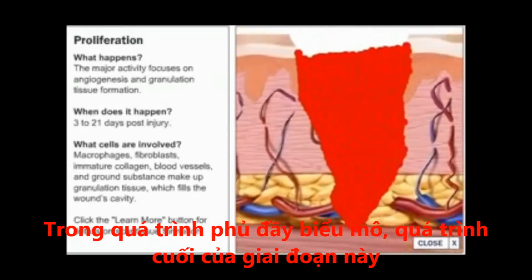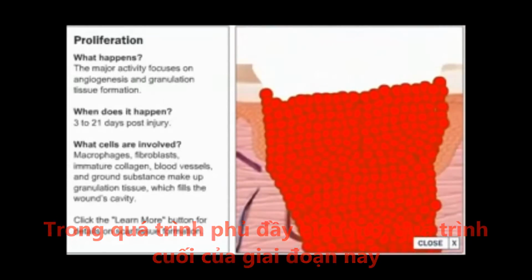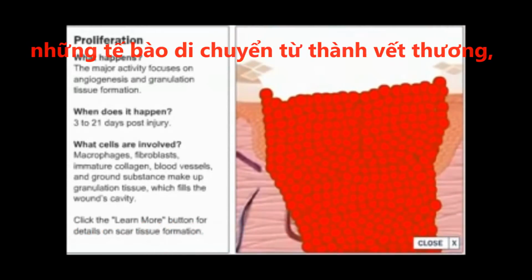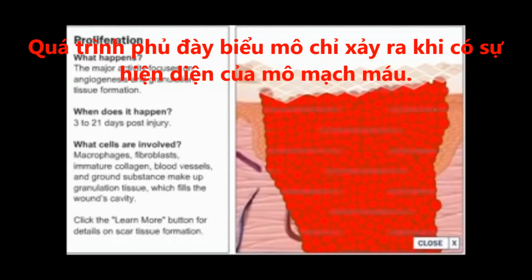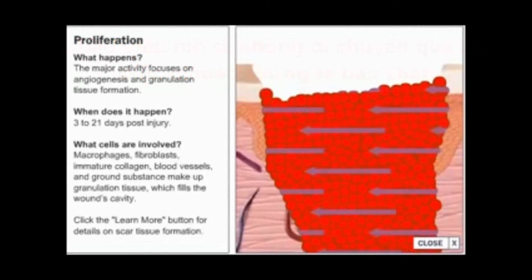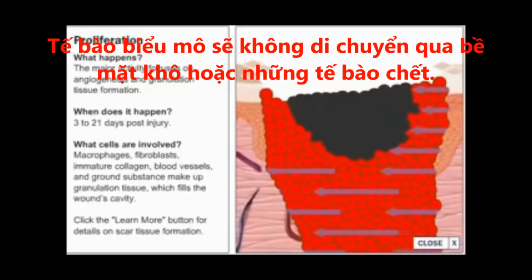During the epithelialization, the final step of this phase, cells migrate from the wound margins, divide, and ultimately touch one another, sealing the wound. Epithelialization can only occur in the presence of viable vascular tissue. Epithelial cells will not migrate across a dry surface or necrotic tissue.